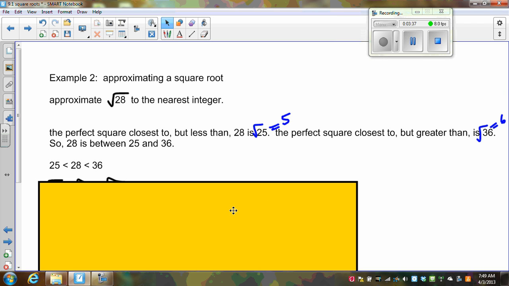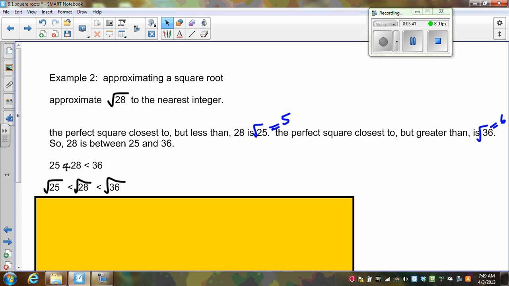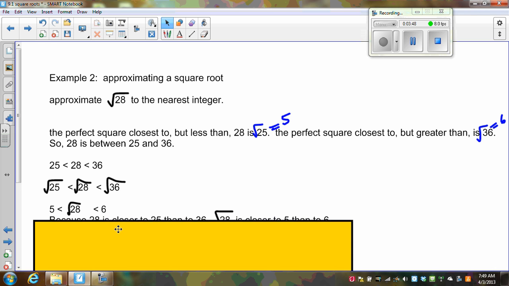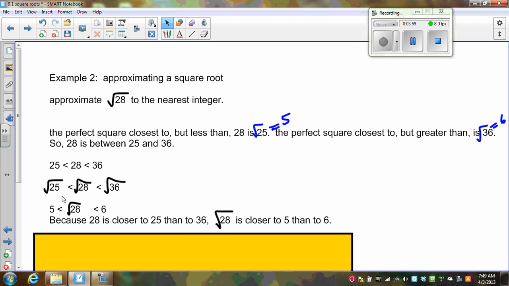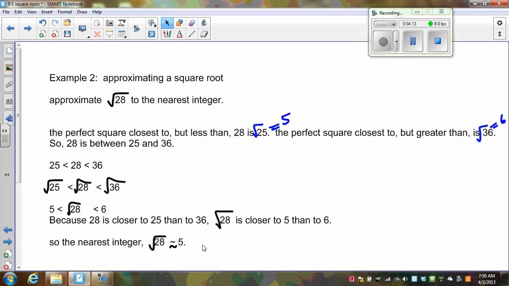So we can use our knowledge of this to say, we know 25 is less than 28, which is less than 36. So that means their square roots are also ordered that way. Because we know the square root of 25 is 5 and the square root of 36 is 6, that means the square root of 28 is somewhere between 5 and 6. But because 28 is closer to 25 than it is to 36, we know that the square root of 28 is closer to 5. So we can say it's approximately, using this squiggle equal sign, 5. That means it's close to, but not exactly 5. And if we were to do it in our calculator, we can see that the square root of 28 actually equals 5.29, so it is closest to 5.